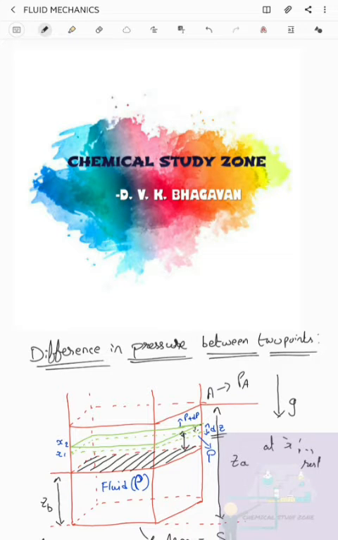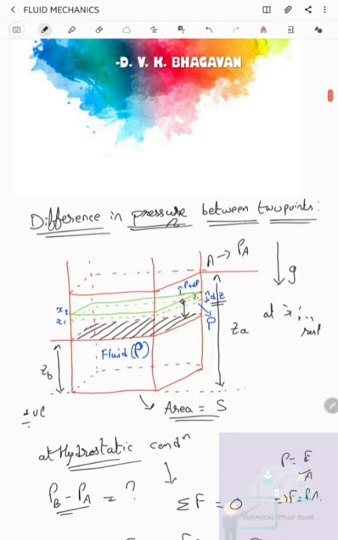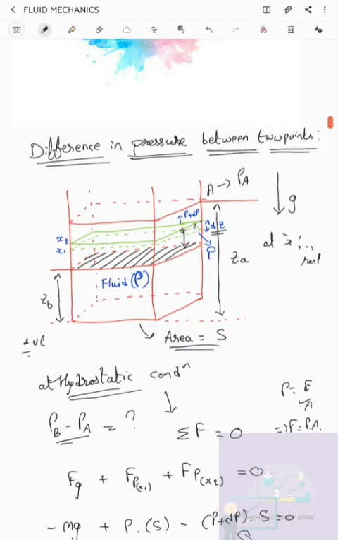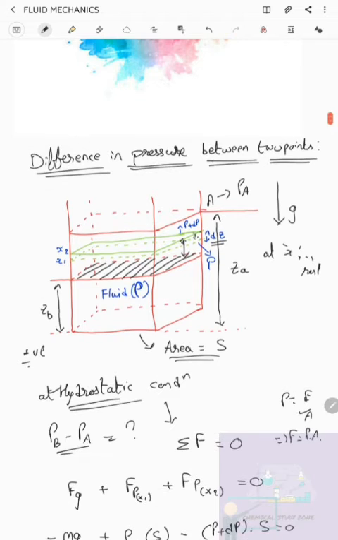In today's lecture, I'll discuss the pressure force difference between 2 points in a hydrostatic fluid. So now let us consider a fluid in a beaker in a hydrostatic condition. That means the velocity flow is zero. And now I want the difference of the pressure between these 2 points, this point B and this point A. Let us consider the pressure at point A be PA and the pressure at point B be PB.